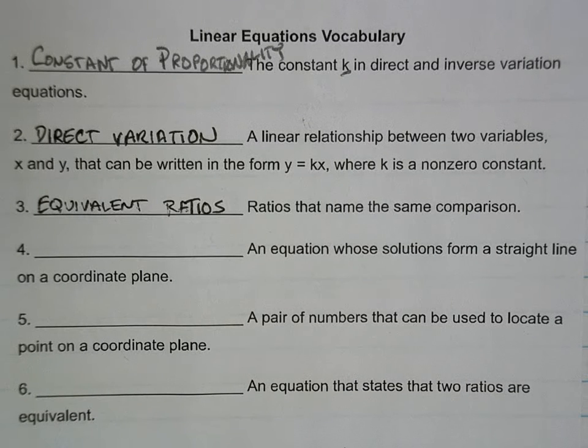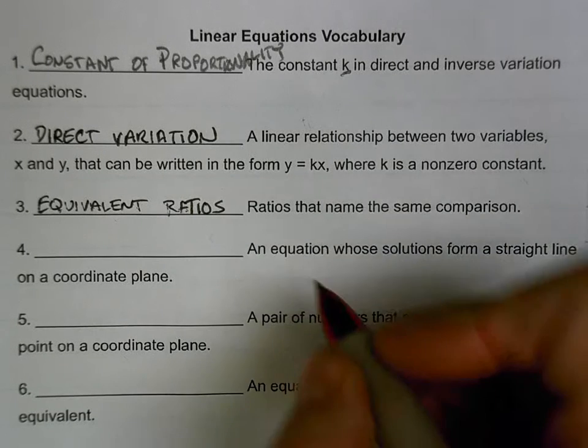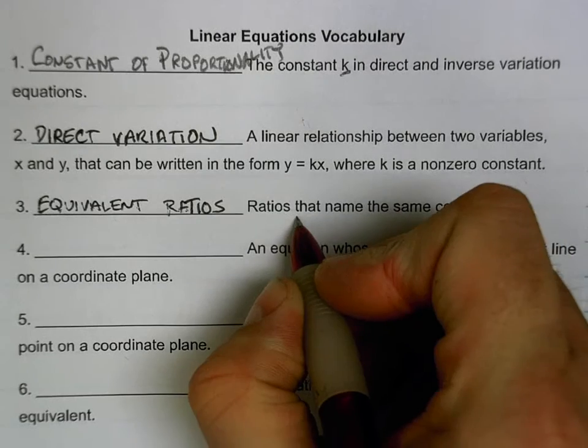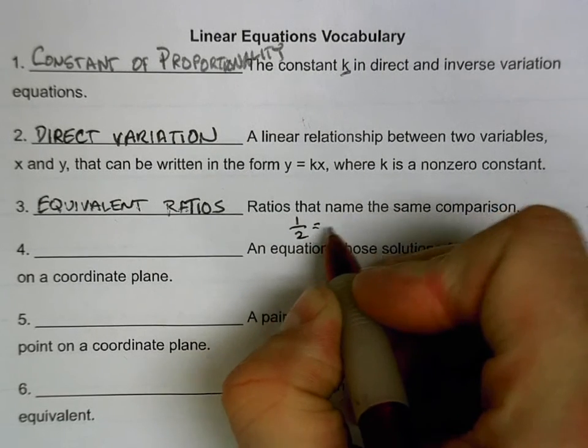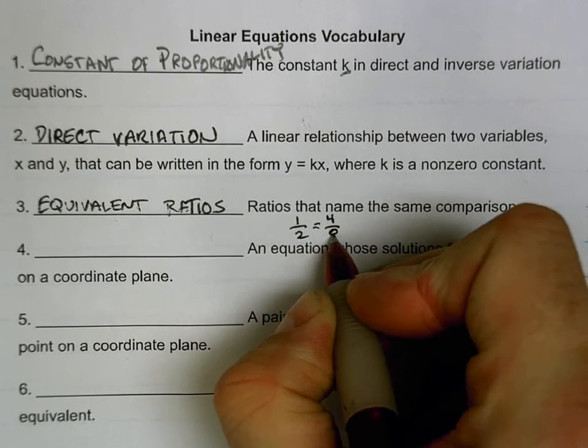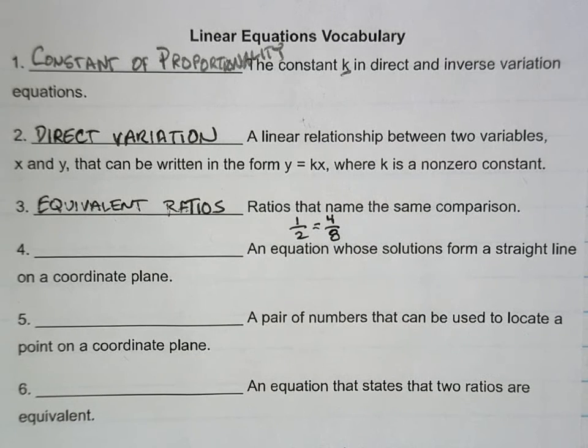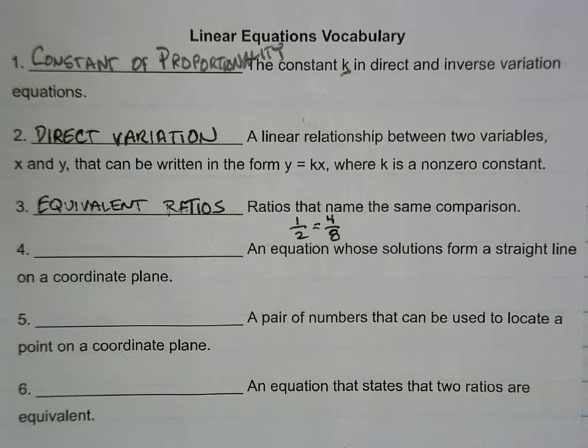When we talk about equivalent ratios, think about things like this. 1/2 equals 4/8. They're really the same ratio, aren't they? Because 4/8 is just 1/2. It is an equivalent ratio. If I said 1/3, what's an equivalent ratio for 1/3? 2/6. Very good, Timothy.